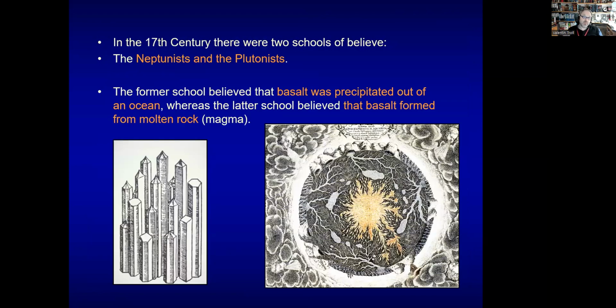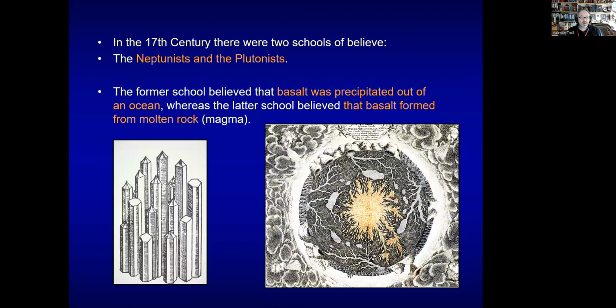Well, there was a big controversy early on in the 17th century. There were two broad schools of belief, the Neptunists and the Plutonists. The Neptunists believed that igneous rocks like basalt would precipitate from ocean water, while the Plutonists believed that there was fire inside the earth that was bringing up these molten materials like magma.